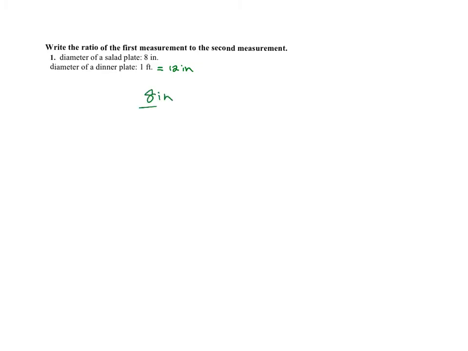So write the ratio of the first measure to the second measure. The first thing that we are going to check is that they have the same unit. In this case, it's easier for us to change the unit of the second one, because the second one is bigger than the first one. So 1 foot is the same as 12 inches. So my ratio from the dinner salad to the dinner plate is 8 inches over 12 inches. So this is the same as 2/3.